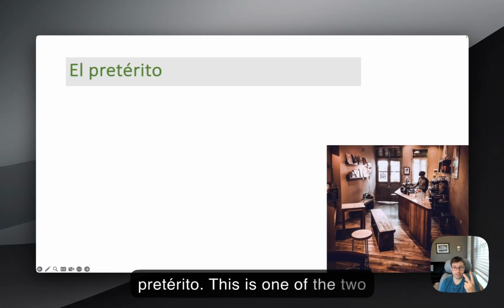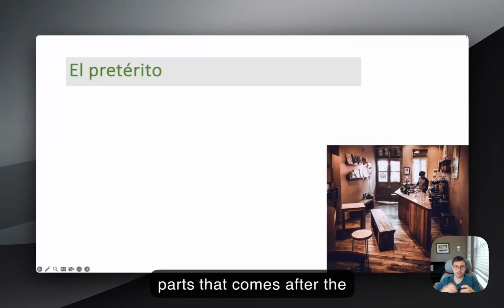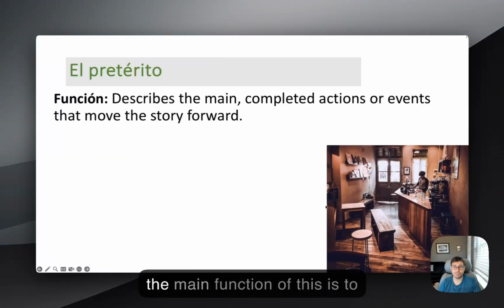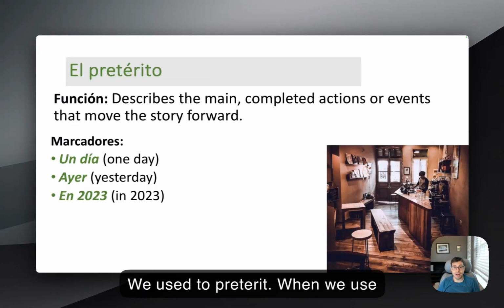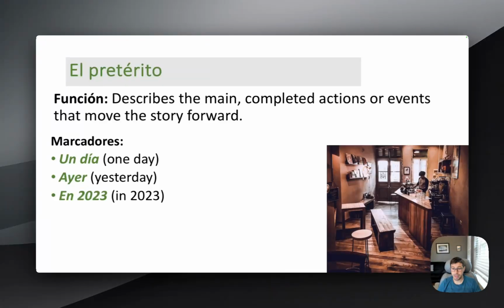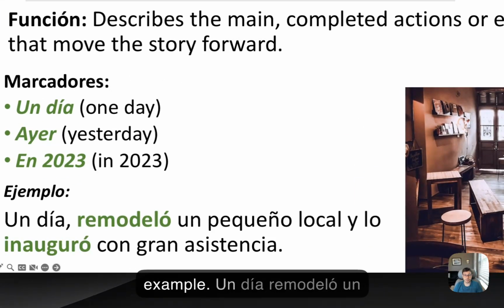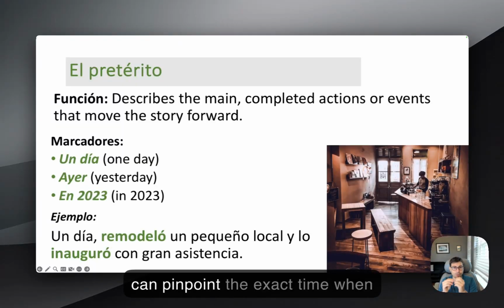This is one of the two parts that comes after the pluscuamperfecto. So the main function of this is to describe the main completed actions or events that move the story forward. When we use the preterite, you can see some of those marcadores like un día, one day, ayer, yesterday, en 2023, in 2023. And so we can look here at the example. Un día remodeló un pequeño local y lo inauguró con gran asistencia. In this case, we can pinpoint the exact time when he opened the store, and so we use preterite.